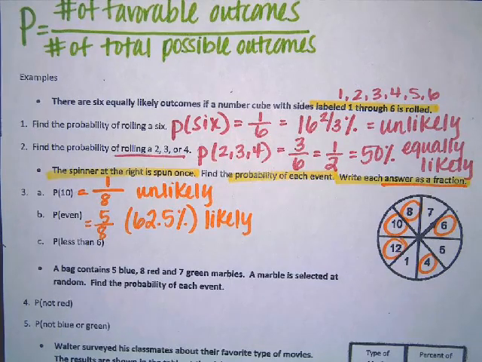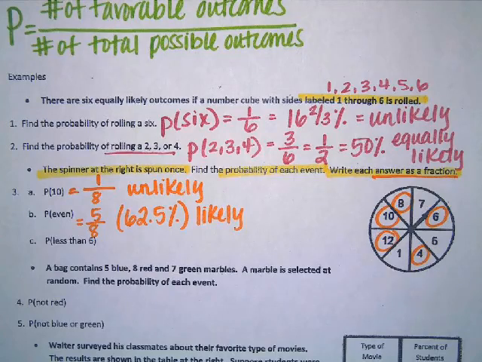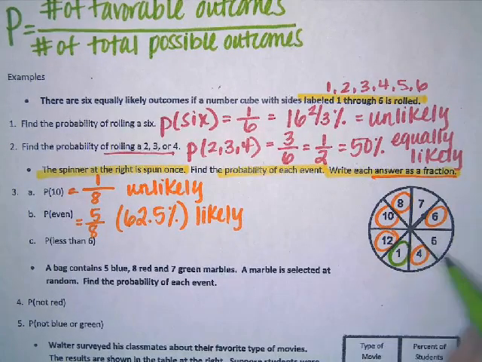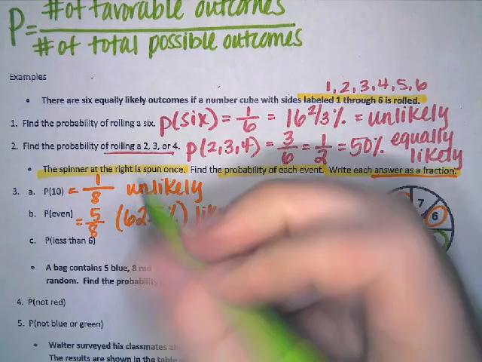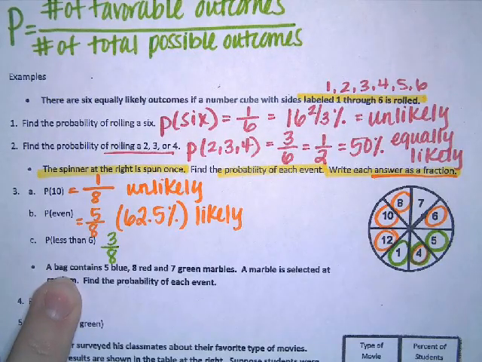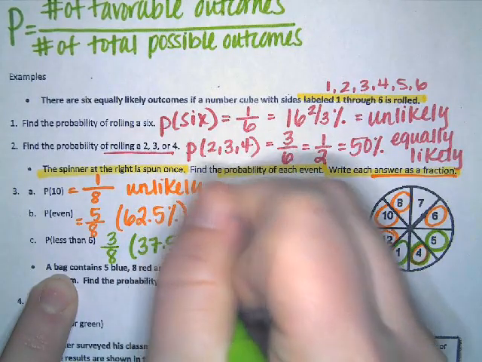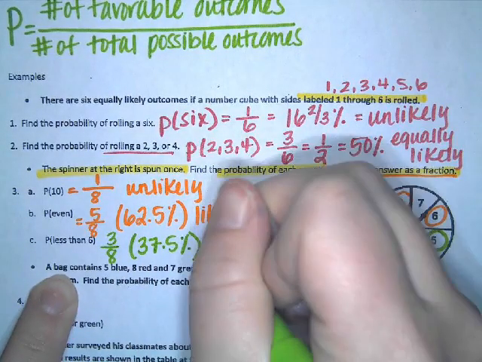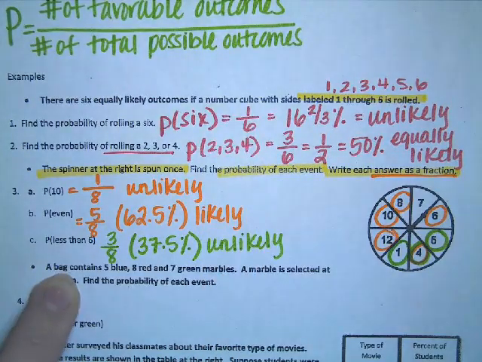The last question for this section says, what is the probability that it will be less than 6? Let's take a look at which numbers are less than 6. We have the numbers 1, 4, and 5. That leaves me with only 3 out of 8 options. 3 out of 8 is less than 40%, which would be 37.5%, which means that it is unlikely that I will land on a number that is less than 6.